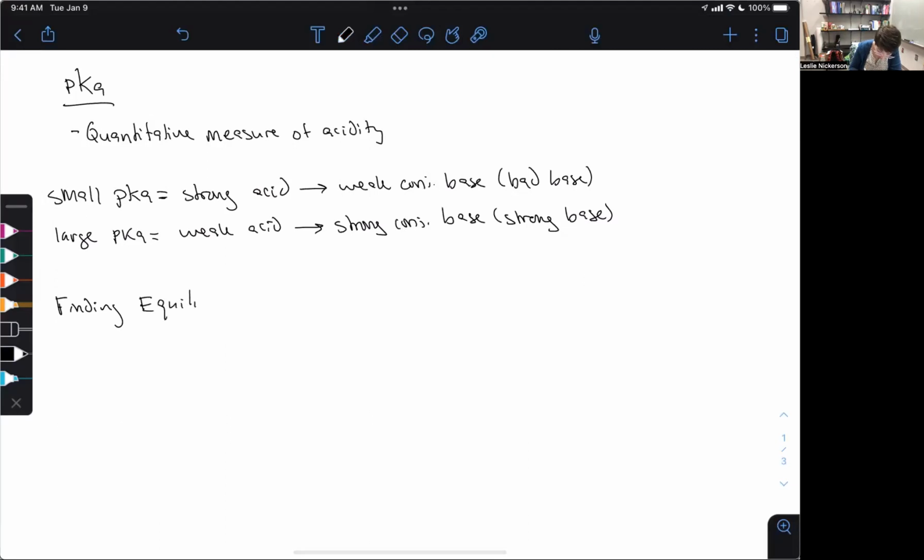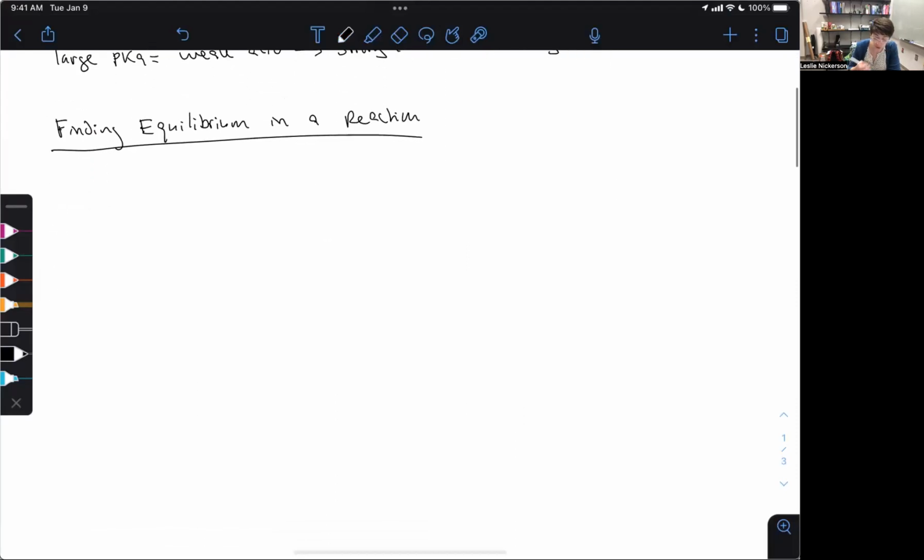And pKa is just a very helpful measure that is going to help us in terms of adding on to what we've already been talking about in terms of looking at conjugate bases and determining stability, looking at conjugate acids, determining stability. It's going to help give us a little bit of a double check here to make sure that we're on the right track. So for finding equilibrium in a reaction, we're going to look at a couple of options here.